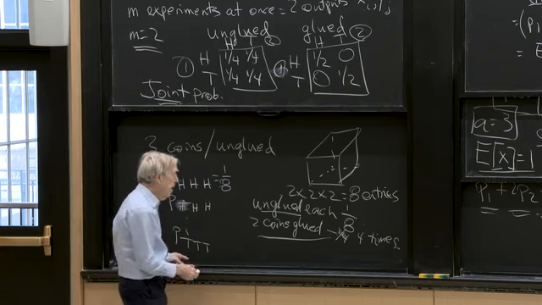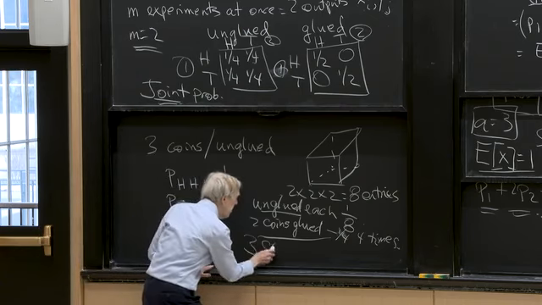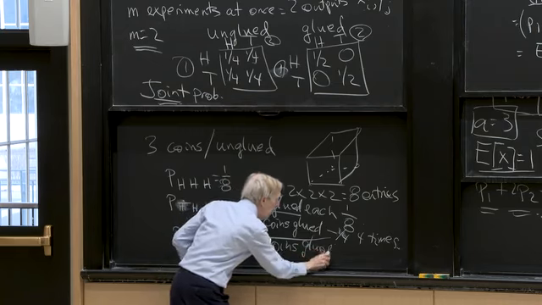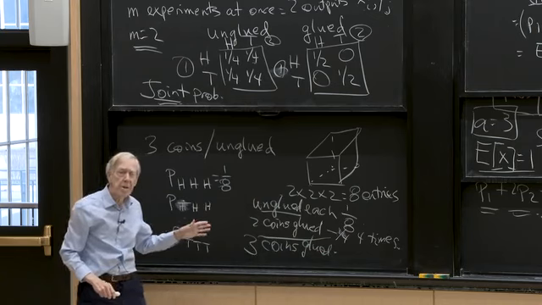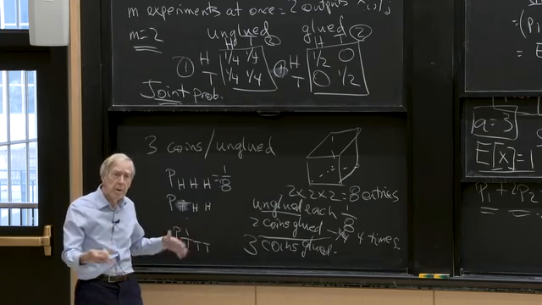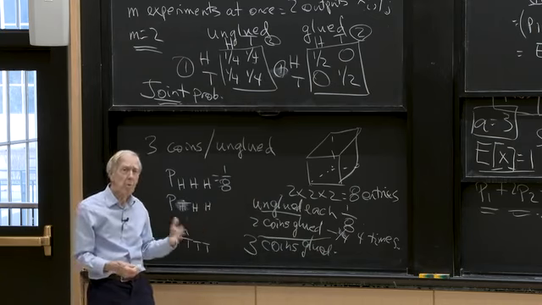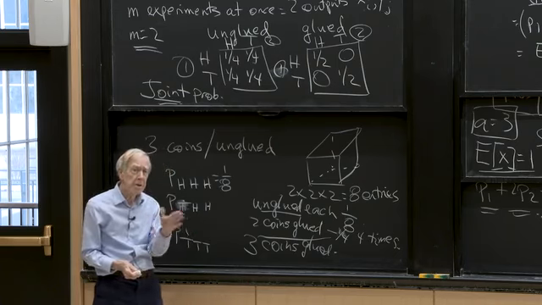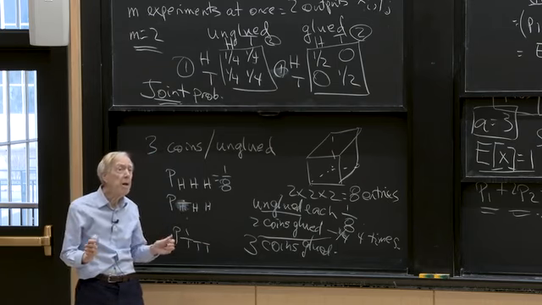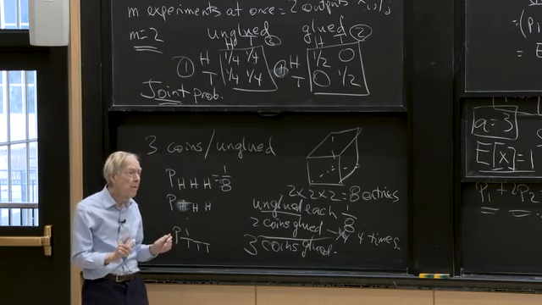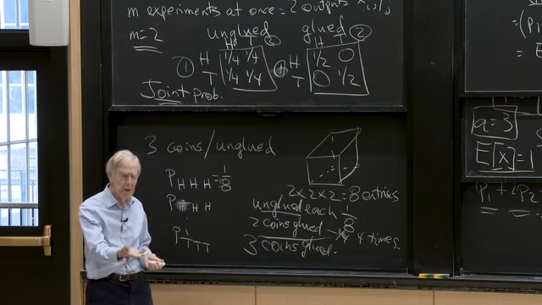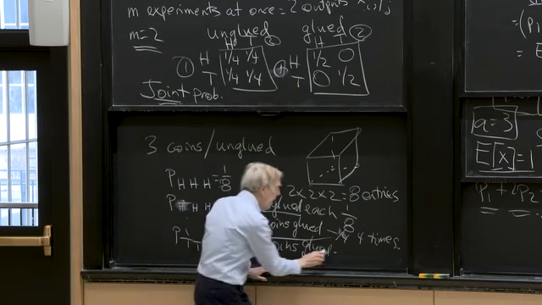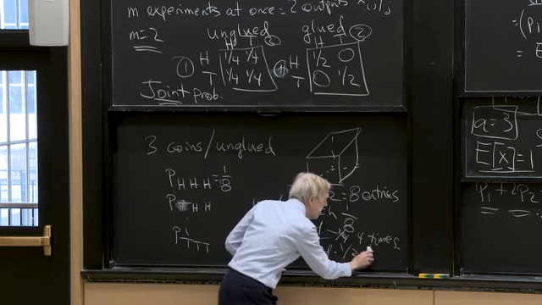So what would be the situation for 3 coins glued? What will be the entries in the matrix of joint probabilities? So the probability of heads, heads, heads, of seeing heads from all 3 will be a half, because I'm flipping this heavy mix of 3 coins together. I get 1/2 twice.